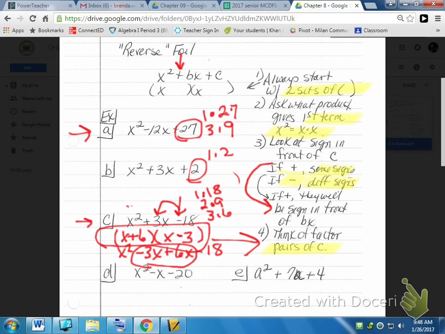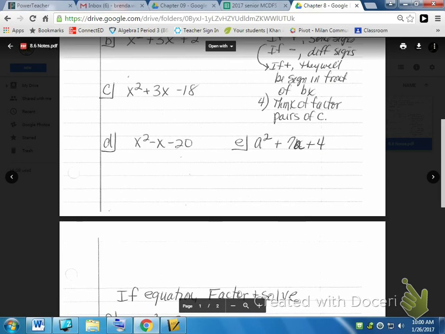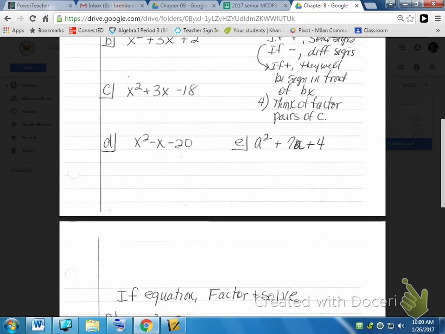All right. So let's look at example D. X squared minus x minus 20. All right. So somebody going to help me with this time? Somebody going to step up and do this one. Who's it going to be? Evan? What am I going to do first? 2 parentheses, okay. Next. X and X. Okay, what do you look at next? Right here. And the minus sign tells me what? That they need to be different signs. So plus and minus, it doesn't matter which one.